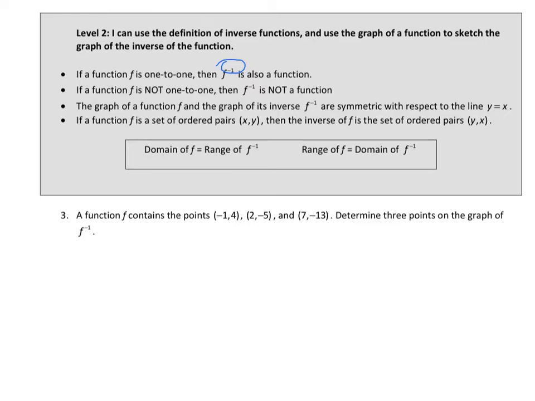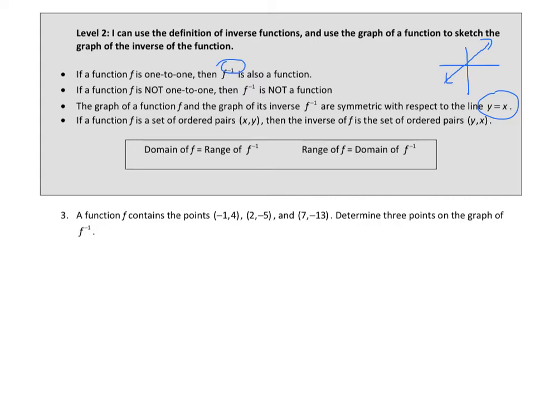And then the graph of a function and its inverse are symmetric with respect to the line y equals x. That means if you reflect a graph over the line y equals x, you'll get the inverse. So remember, the line y equals x is a linear equation with a slope of 1 going through the origin. So if we reflect a graph over that line, we get its inverse.